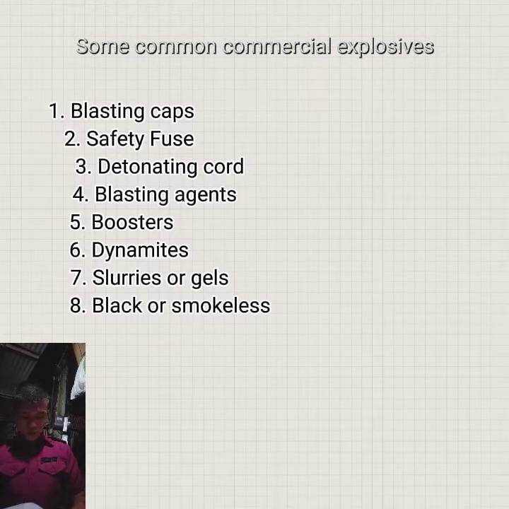Number 5 is boosters, a cylinder or sheet with holes in which a blasting cap is inserted. This is used to increase the power of the initiating charges. Number 6 is dynamites, cartridges or sticks typically 1 to 3 inches in diameter and 8 to 24 inches in length. Number 7 is slurries or gels, liquid and semi-liquid forms of commercial explosives. Number 8 is black or smokeless powder, a common over-the-counter explosive used in reloading gun ammunition.